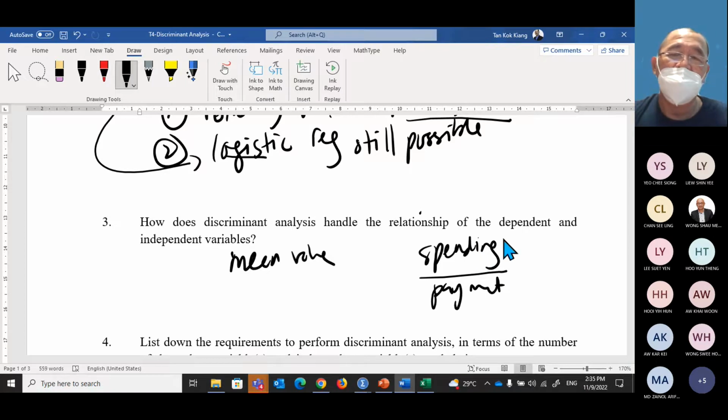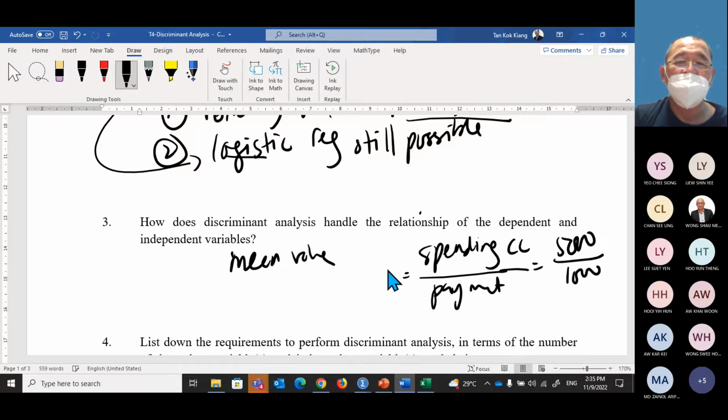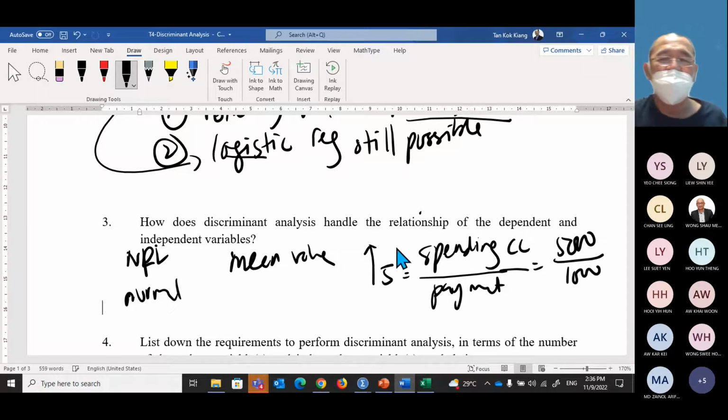Let's say spending using credit card, spend too much but pay quite little. Imagine spending 5,000 ringgit per month using a credit card, but the payment is only 1,000. Therefore this value is quite high, and this high value is quantitative. So there is a high chance this will be categorized as a non-performing loan. Another one is a good case, a normal case. So this can also be one example that we can use.